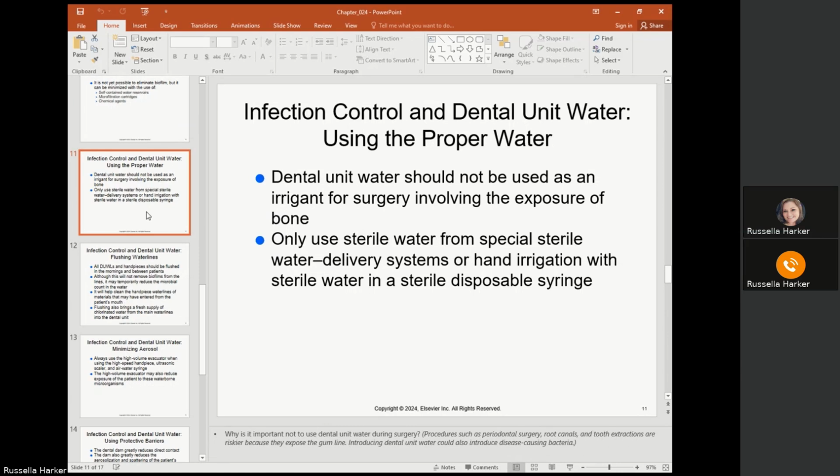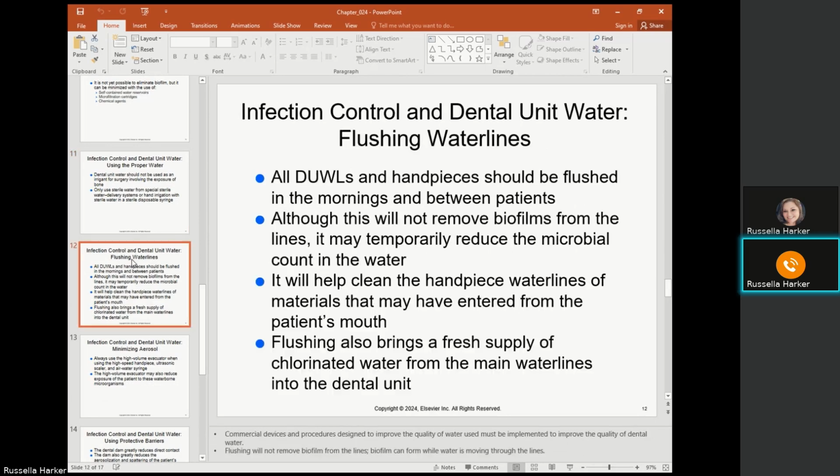So dental unit water should not be used as an irrigant for surgery if you're involving the exposure of bone. The only water that should be used if you are involving the exposure of bone is sterile water from a special sterile water delivery system or a hand irrigation system with sterile water in a sterile disposable syringe. It's very important that only sterile water is used during surgery involving bone. Procedures such as periodontal surgery, root canals, and tooth extractions are riskier because they expose the gum line. Introducing dental unit water could also introduce disease-causing bacteria.